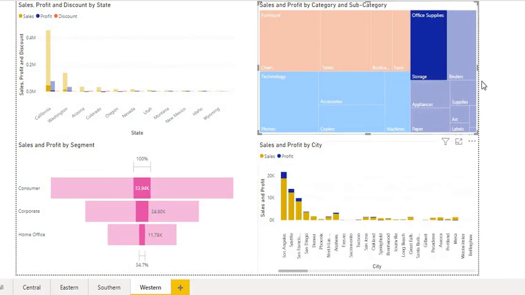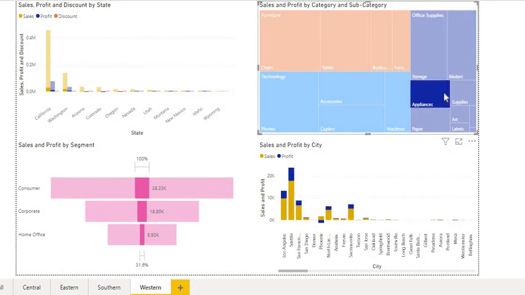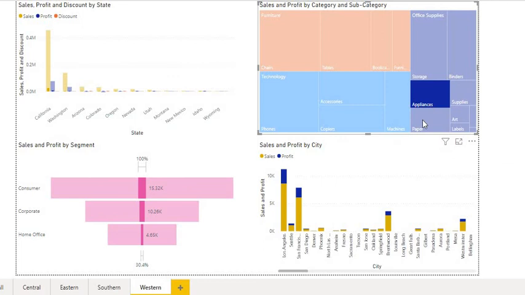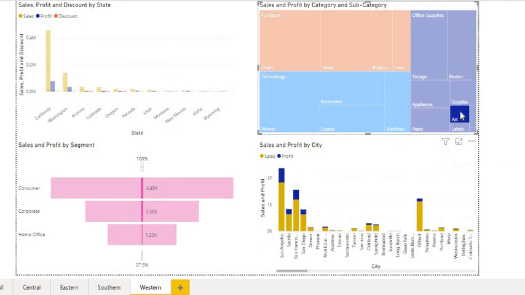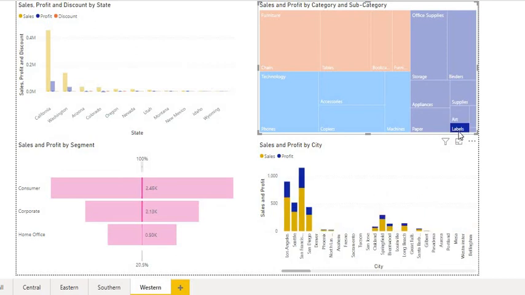Office supplies like storage doing good. Binders, good. Appliances doing good. Paper, good. Supplies, profit. Tables, there is profit. And office supplies also there is profit. So in the western region, in most of the items there is profit, and overall we saw that a large amount of profit comes from the western region.